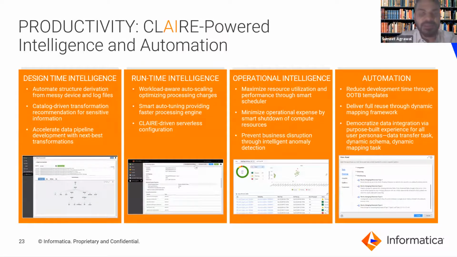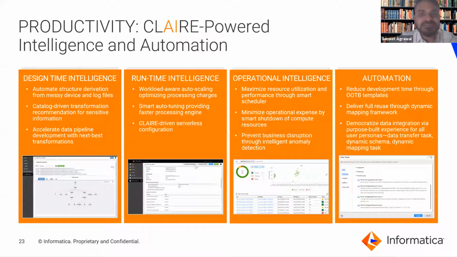Now let's move on to productivity. Here are some examples to show you how we add productivity in all the things we do on IICS, whether it's design time, runtime, or operational intelligence. For example, for design time, I gave you an example of next transformation prediction. When you drag a source, we will know that you want to join that source with another source. So instead of you picking what transformation to choose, we will recommend the best transformation for you. That is design time intelligence.